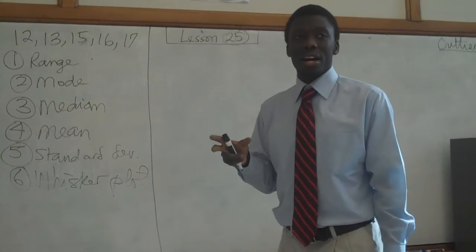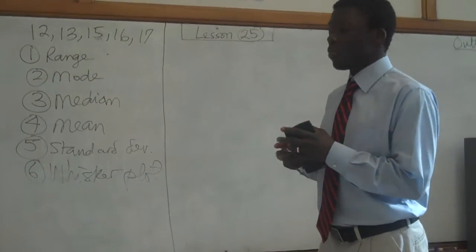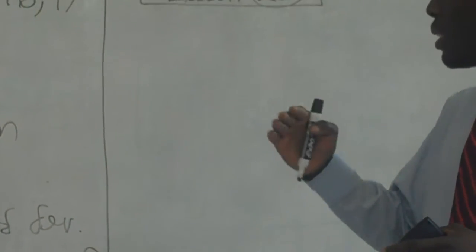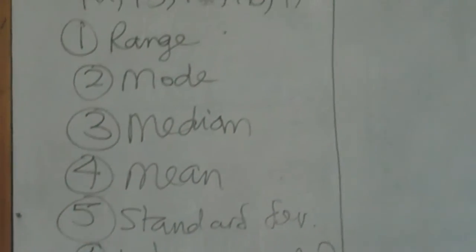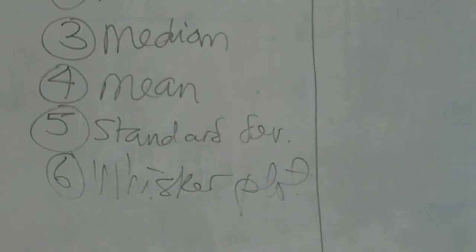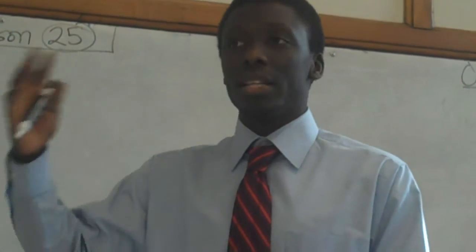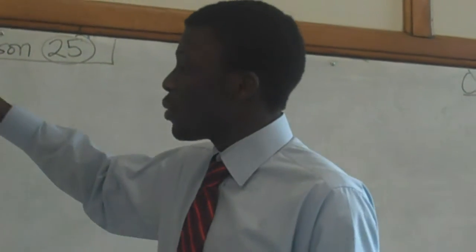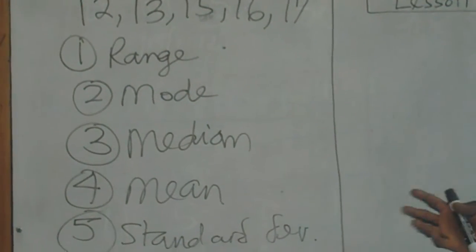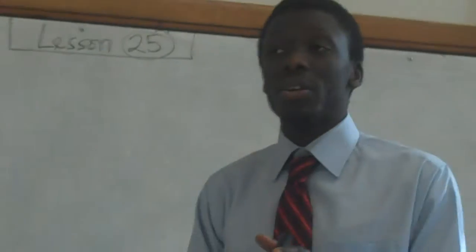In lesson 25, the book covers several things. This is Algebra 2 material. They teach us about the range, the mode, the median, the mean, the standard deviation, and then the Whisker Plot, which involves the first quartile, the lower quartile and the upper quartile. I'm going to explain the first 5 terms here, and then I'm going to explain what an outlier is. As a matter of fact, I'm just going to say what an outlier is right now.